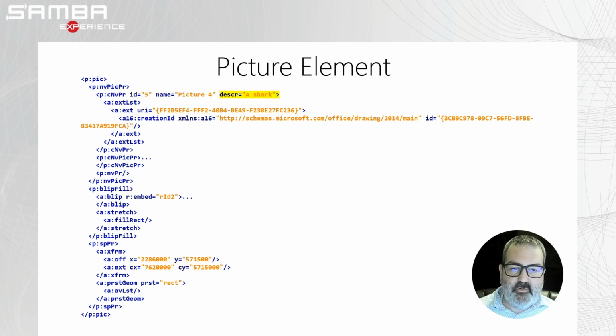For a picture element, we must look through its child elements to locate the non-visual properties cNvPr element and identify the description property. It is this property that defines the caption. For example, in this description, it says it is a shark.